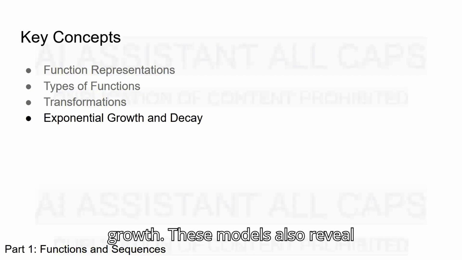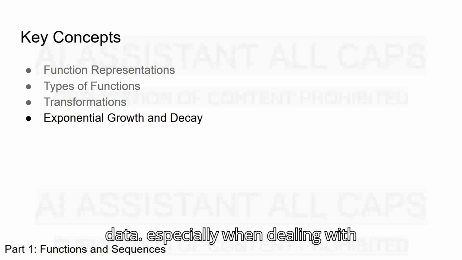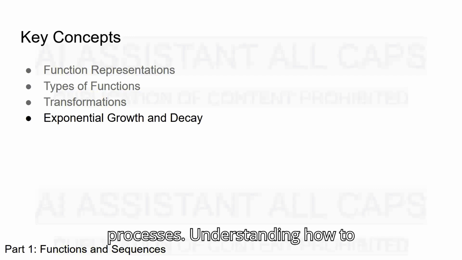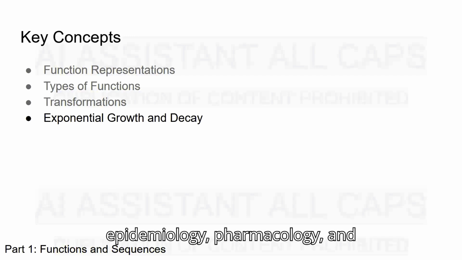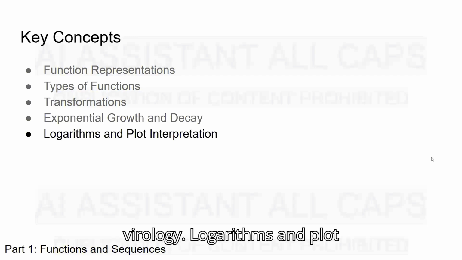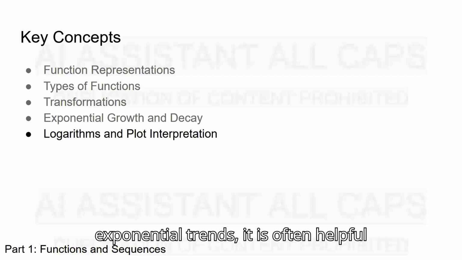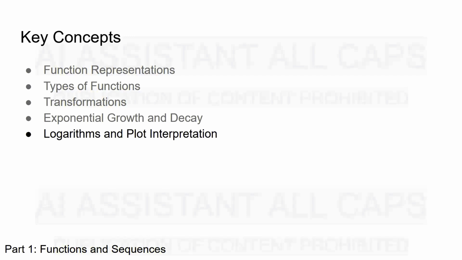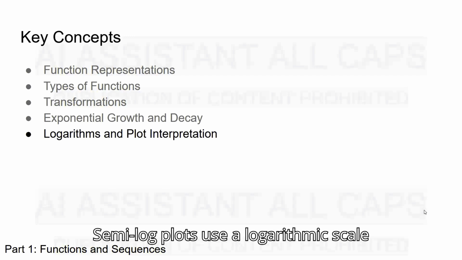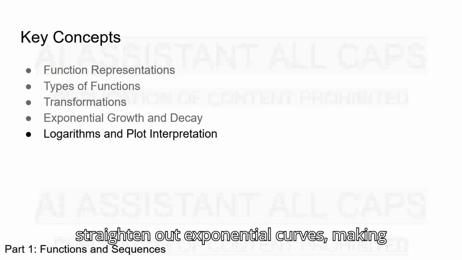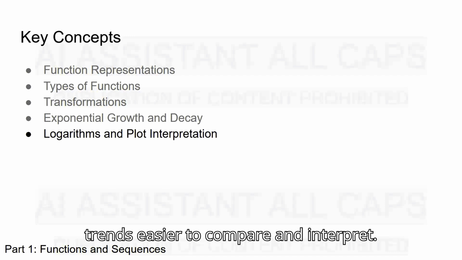These models also reveal patterns that are not obvious from raw data, especially when dealing with fast-growing or fast-depleting biological processes. Understanding how to interpret and apply exponential growth and decay is essential in fields like epidemiology, pharmacology, and virology. Logarithms and plot interpretation. When dealing with exponential trends, it is often helpful to use special types of plots. Semi-log plots use a logarithmic scale for the vertical axis. These plots straighten out exponential curves, making trends easier to compare and interpret.